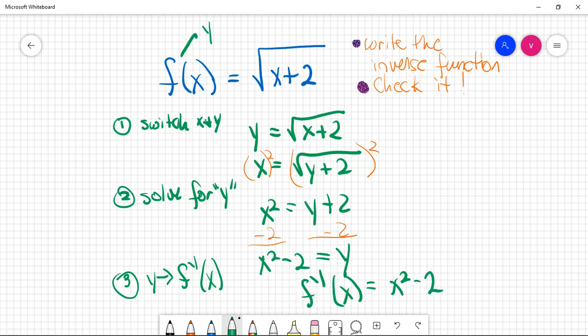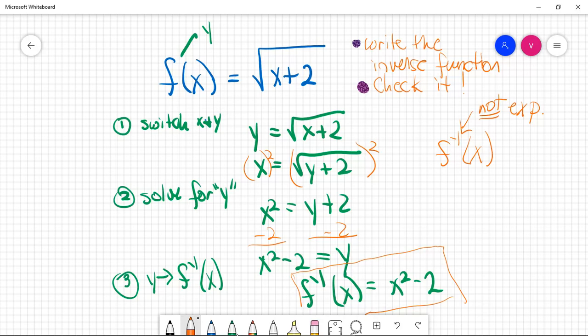So I want you to notice something here. That's f inverse. This is not an exponent, by the way. I'm going to write that over here. F inverse of x. That's not an exponent.